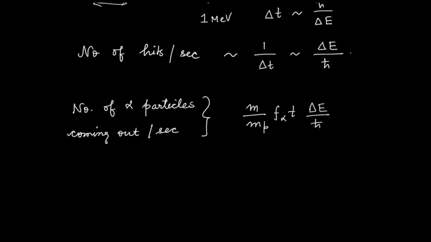So I request you to use, some of these I have already told you, say f alpha equals say 0.5, m for 1 milligram, and everything else is already known to you. So figure out what this is. Delta E you can take 1 MeV.